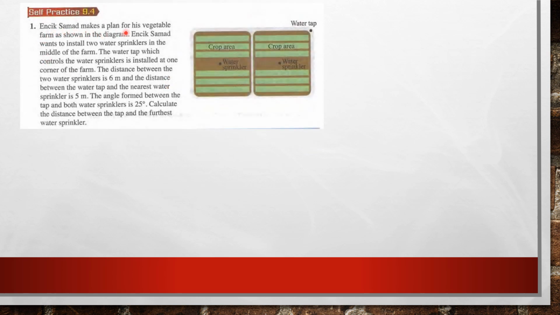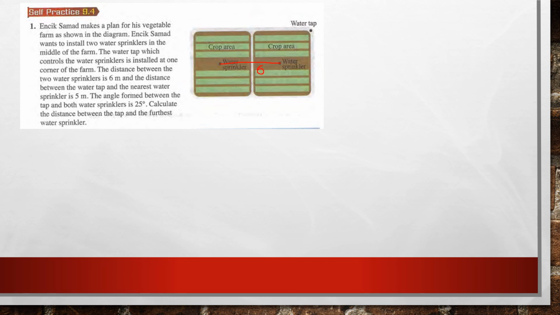Encik Samad makes a plan for his vegetable farm as shown in the diagram. Encik Samad wants to install 2 water sprinklers in the middle of the farm. So we've got 2 water sprinklers here. The water tap which controls the water sprinklers is installed at one corner of the farm. So this is the water tap. The distance between the 2 water sprinklers is 6 meters. So that means from here to this water sprinkler is 6.